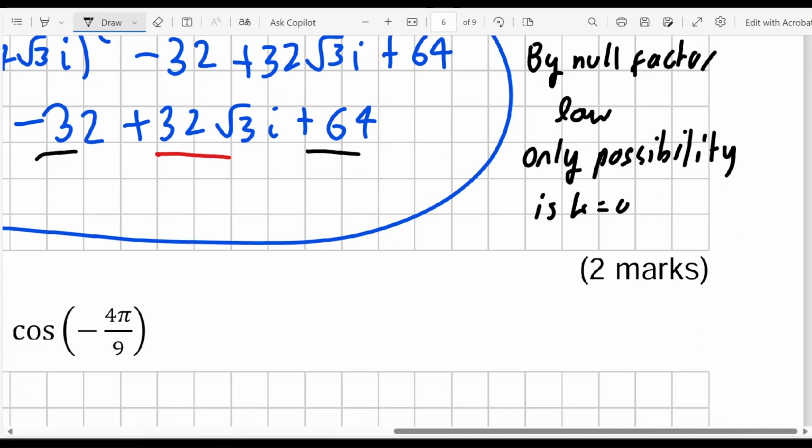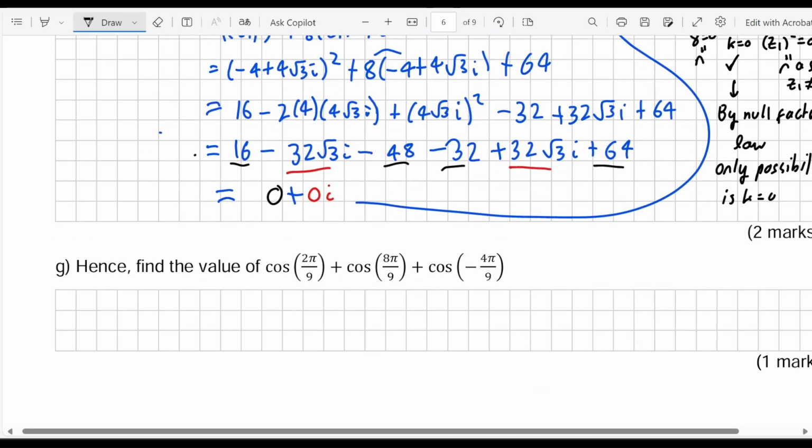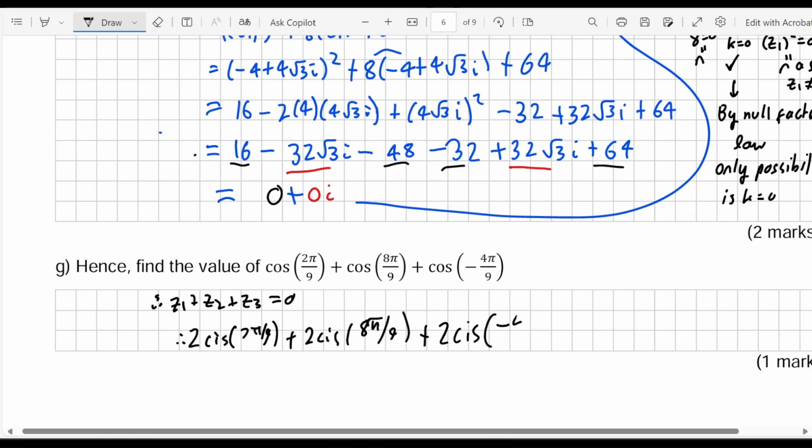All right, good. Hence calculate that. This is just to check your understanding of what we've just proven. We've learned z1 plus z2 plus z3 is 0. Therefore, 2 cis of 2 pi over 9 plus 2 cis of 8 pi over 9 plus 2 cis of minus 4 pi over 9 equals 0.